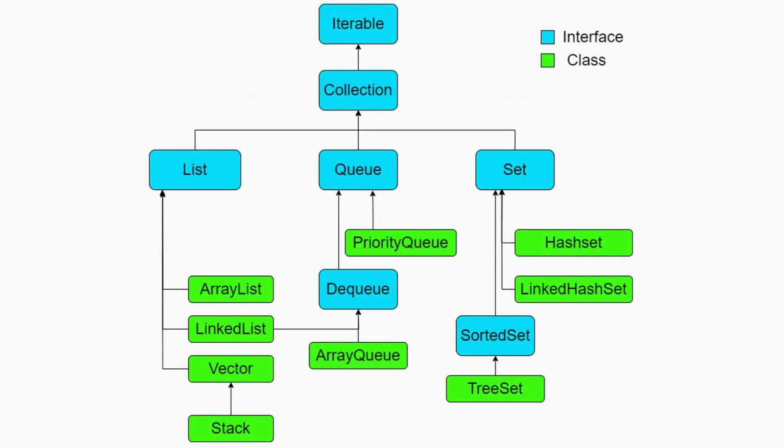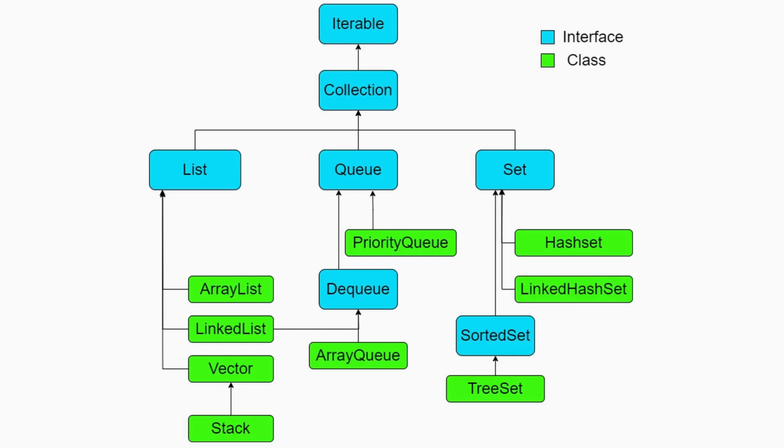Now that we know what a collection framework is, let's talk about its hierarchy. In the flowchart shown, the boxes in blue represent interfaces and the boxes in green represent classes. At the very top, you have the Iterable interface, which is a fundamental part of the Java Collections framework. It represents a sequence of elements that can be iterated over, allowing access to each element sequentially. The Collection interface extends the Iterable interface, which is then extended by various other interfaces like List, Queue, or Set, which have different use cases and properties.